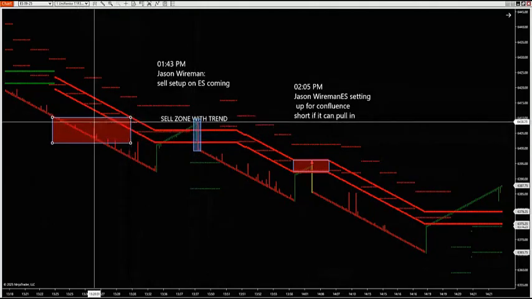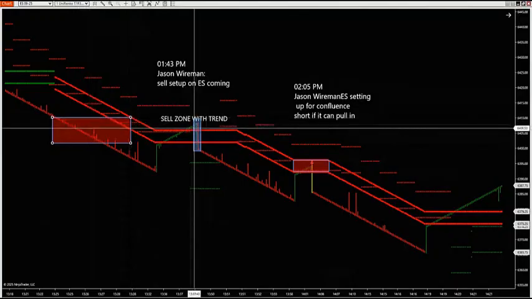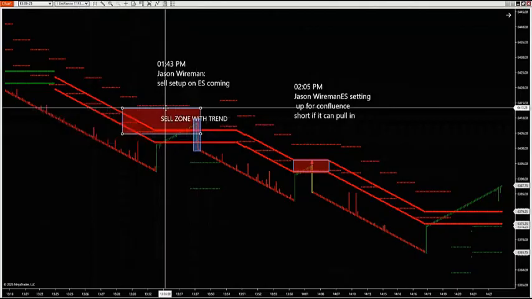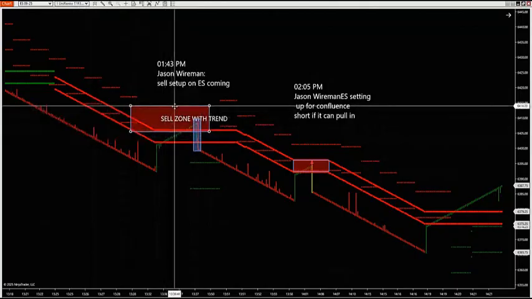All right, so that's not confluence because it broke above my 30-year back tested zone, but it's still my sell zone. So that's just a regular sell. That's a regular short right there.